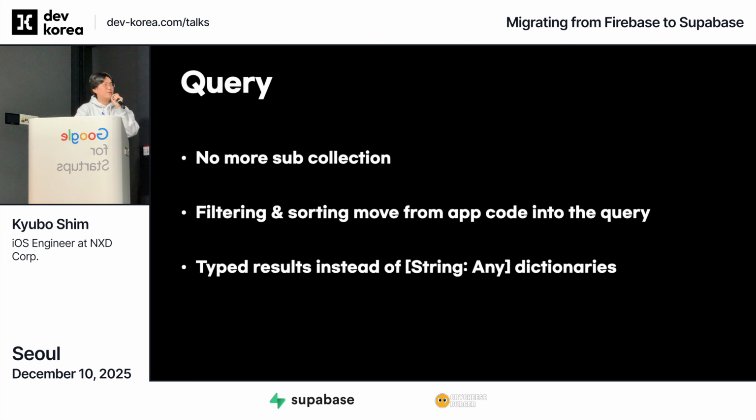And this is kind of a detailed thing: we got a little bit of type safety. In the case of Firestore, when we fetch the data, you get a dictionary, so we had to cast types manually every time. Now, with Supabase, the result decodes directly into Codable models.